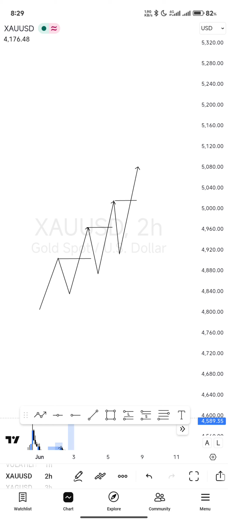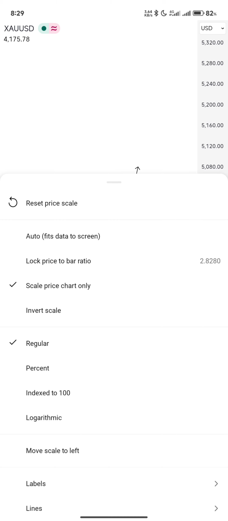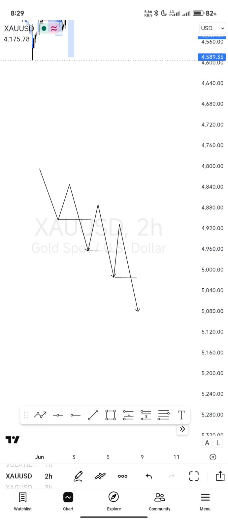If you invert this, you see it in a downtrend. In a downtrend it's just the opposite. Once price keeps breaking previous lows, we call that a break of structure. This is a downtrend scenario.